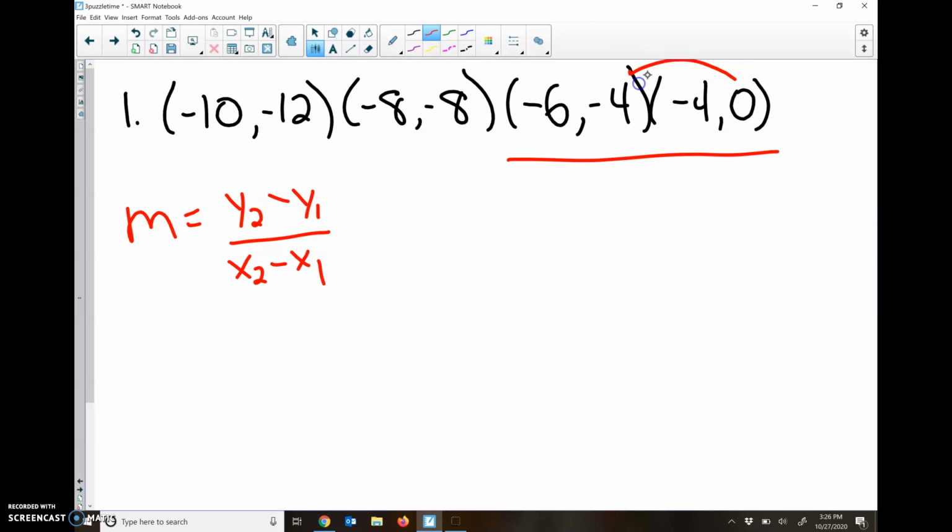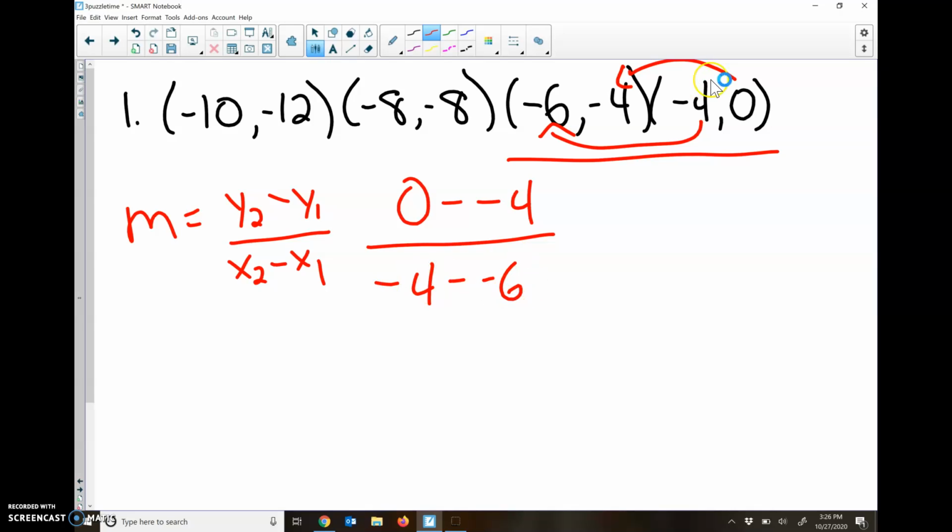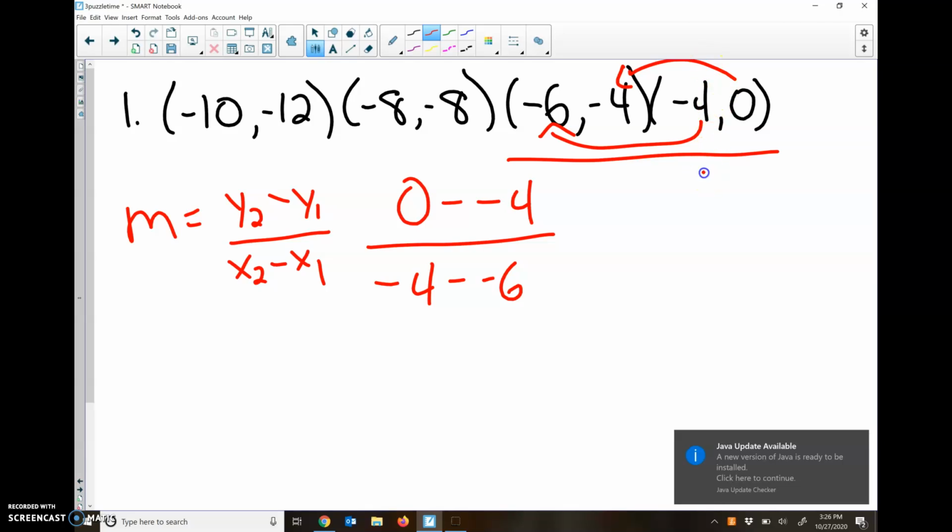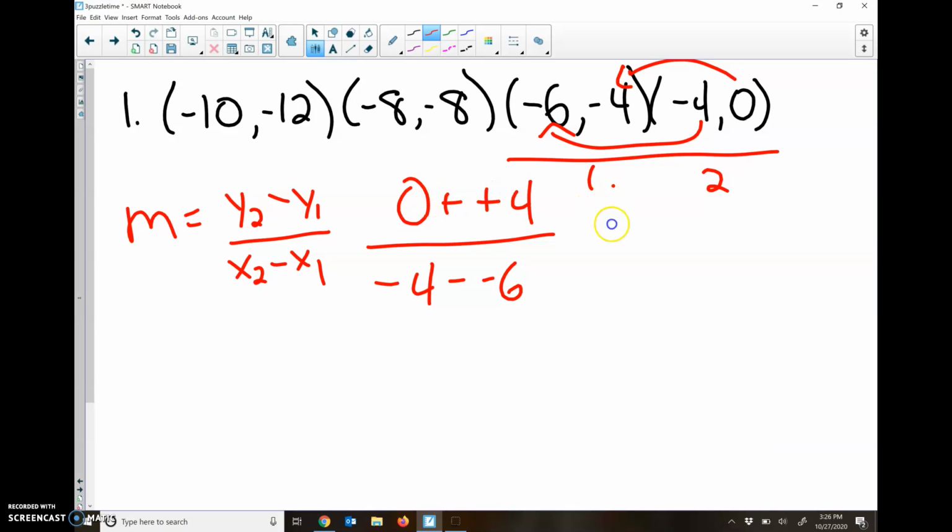I'm going to do 0 minus a negative 4. I'm going to do negative 4 minus negative 6. Okay, so remember, order doesn't really matter. I chose this as my 2 points and this is my 1 point. So once I subtract these, 0 minus a negative 4 turns into 4. And then negative 4 minus a negative 6 turns into plus there. So I end up with 4 over 2, which means my slope is just 2.